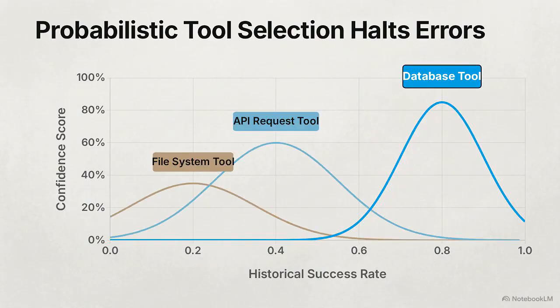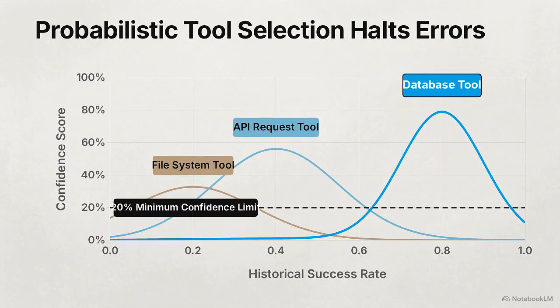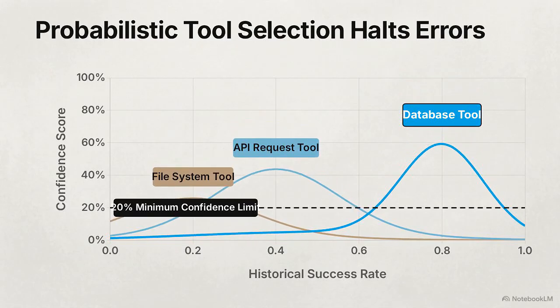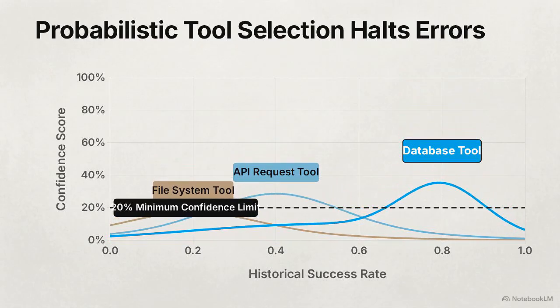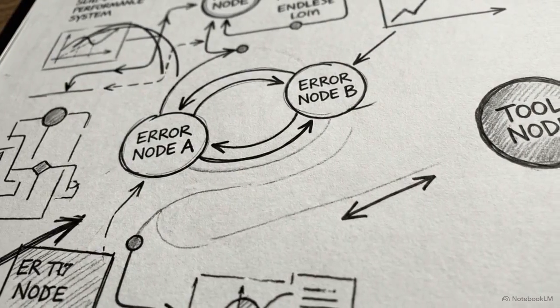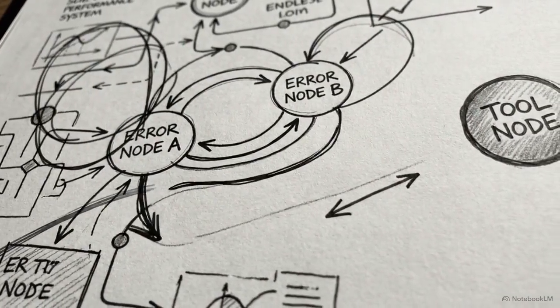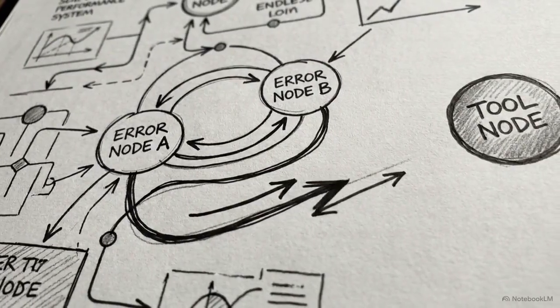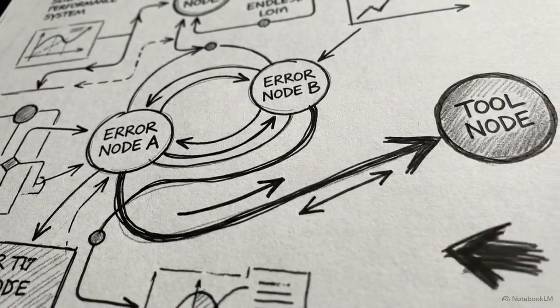Using a technique called Thompson sampling, the orchestrator probabilistically samples these curves to pick the tool mathematically most likely to succeed based on historical data. If the governor's confidence in all available tools drops below 20%, a circuit breaker engages. The loop halts, and the system asks the user for clarification rather than guessing. Applying this probabilistic sampling to tool selection effectively eliminates the infinite error loops common in standard agent architectures.